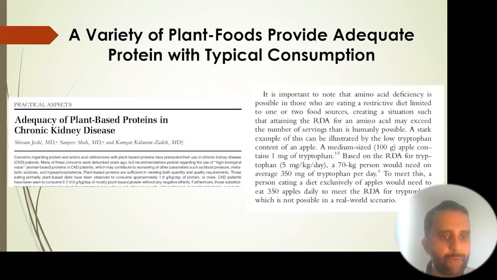And a few years ago, we did summarize the literature on this, and it is possible to get enough protein. You just have to eat a balanced diet. If you ate a diet that was exclusively based on apples and tomatoes or apples and pears, just something extremely restrictive and something that the average person wouldn't do, you could run into trouble, but most people don't do that.